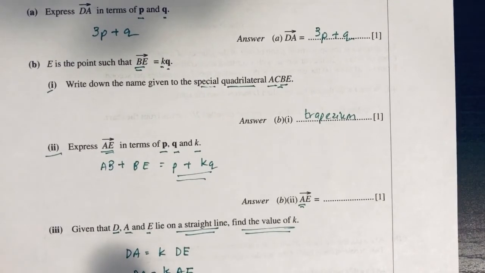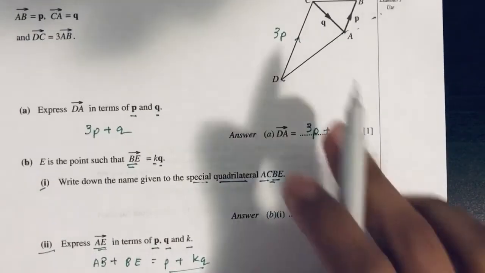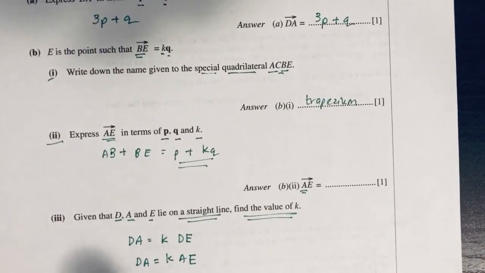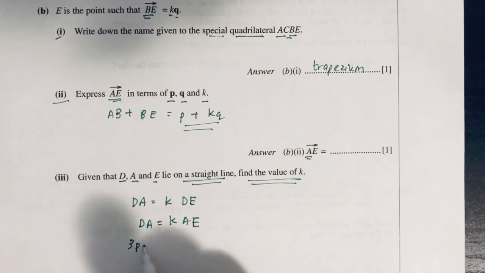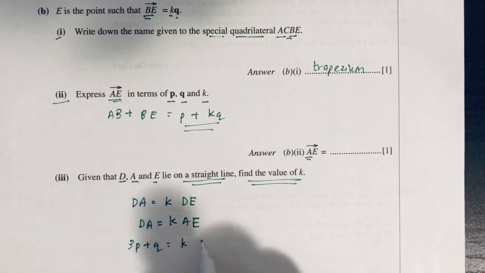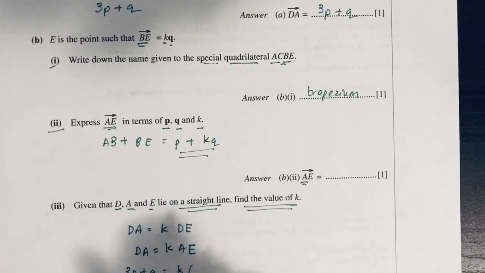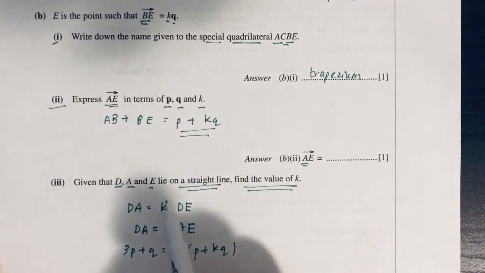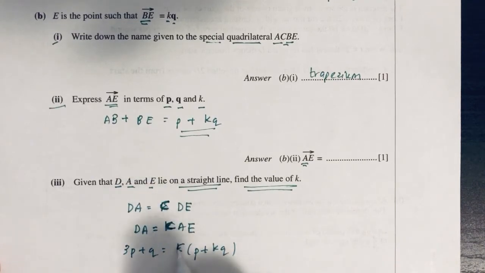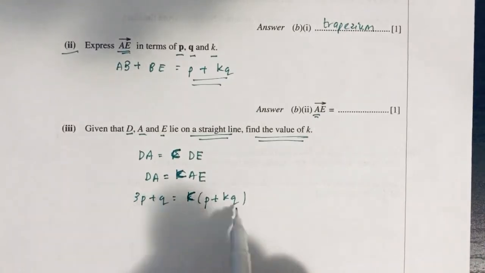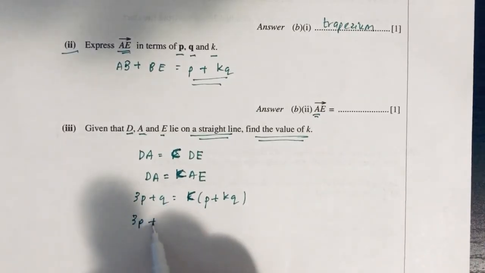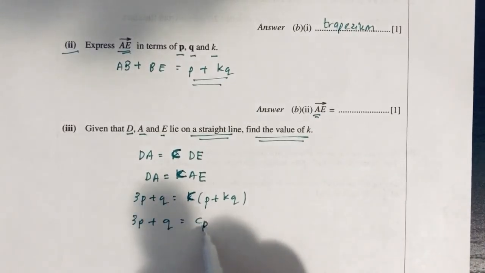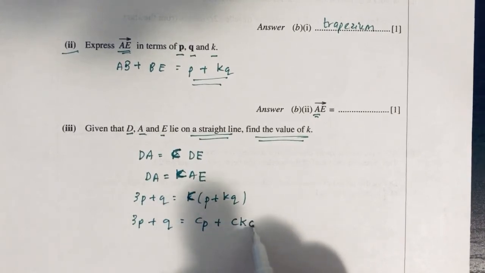So we know the value of DA. We found that in part 1, DA is 3P plus Q equal to K times AE, which will be P plus KQ. So here we have to change the constant because we have K already. Let's call it C. So C and then C here as well. So now if we expand, we have 3P plus Q equal to CP plus CKQ.